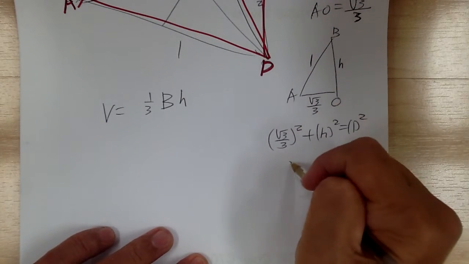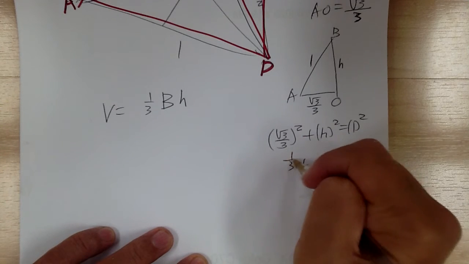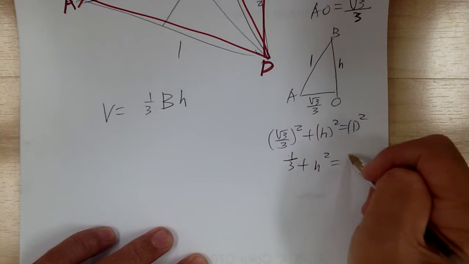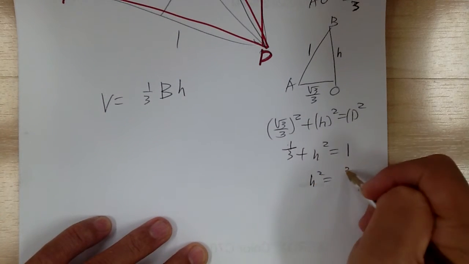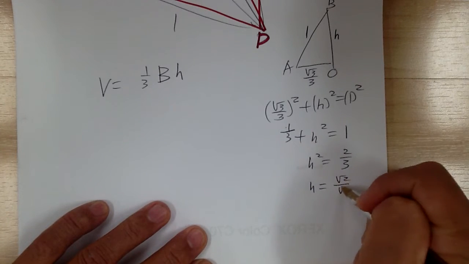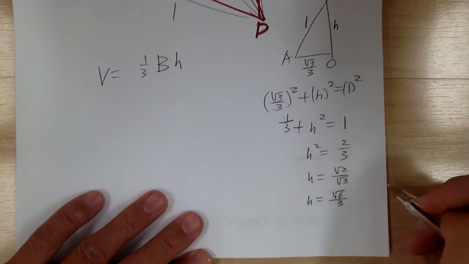So this will equal, square root of 3 over 3 squared gives you 3/9, so 1/3, plus H squared equals 1. So H squared equals 2/3. So H will equal square root of 2 over square root of 3. So H will equal square root of 6 over 3.